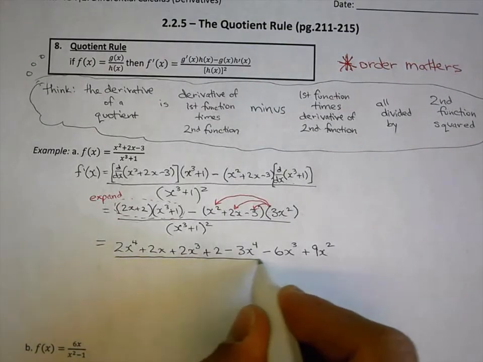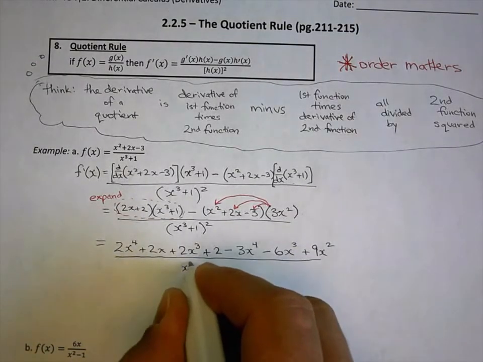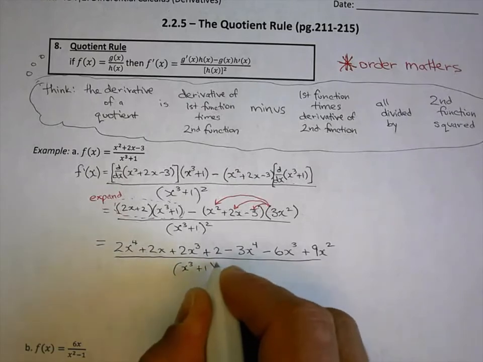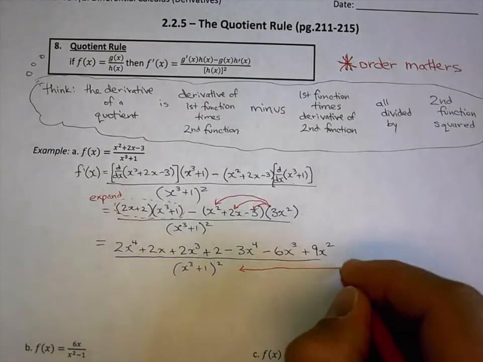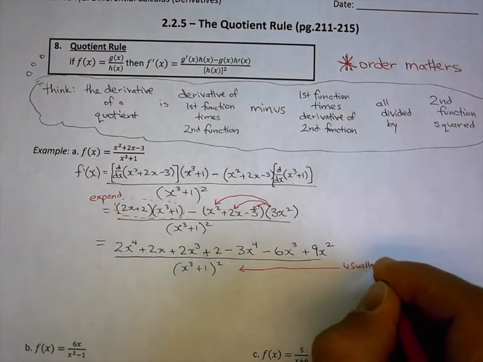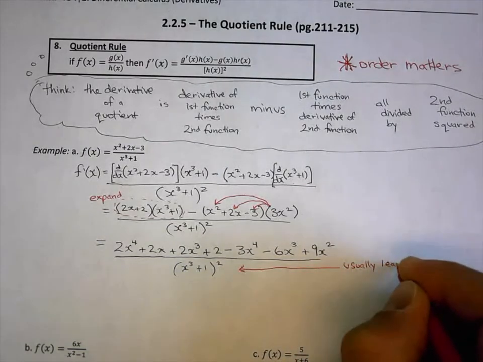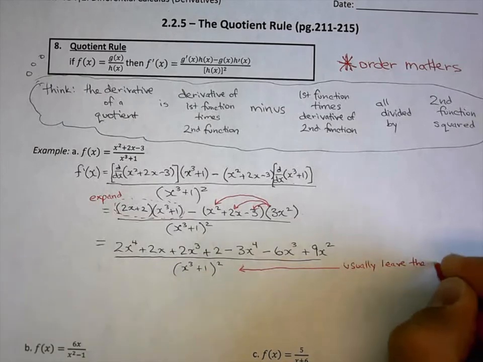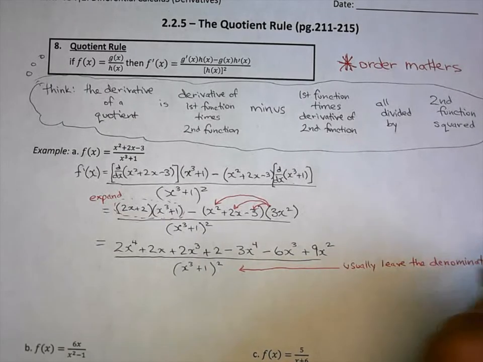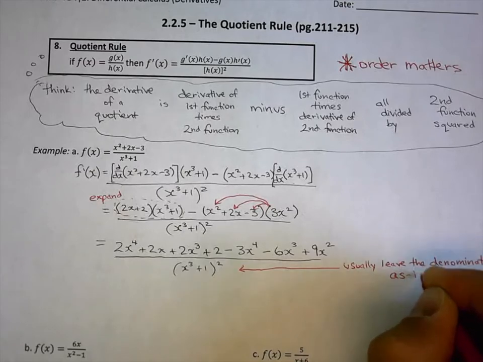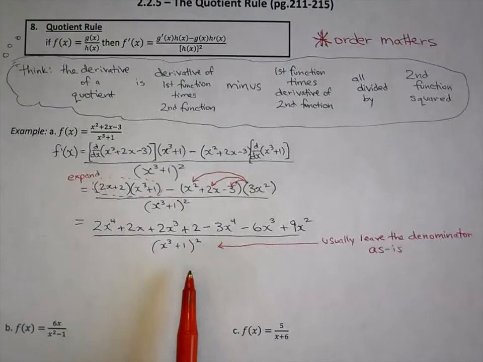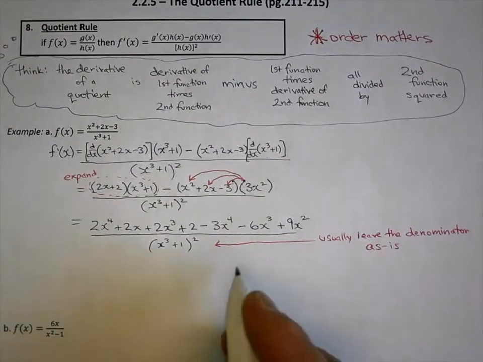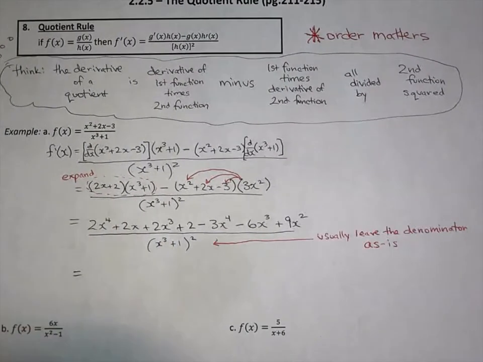And the denominator, and here's a big hint, usually you leave the denominator as is. A lot of students get really stressed out about how much do I have to simplify this, and usually you can leave the denominator. You're just going to simplify the numerator by collecting all the like terms.